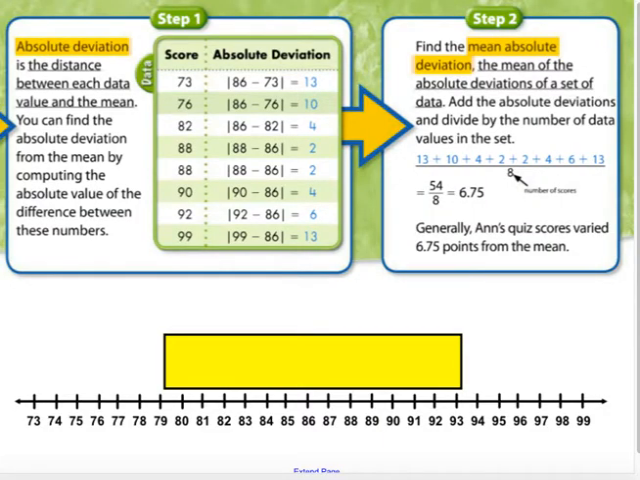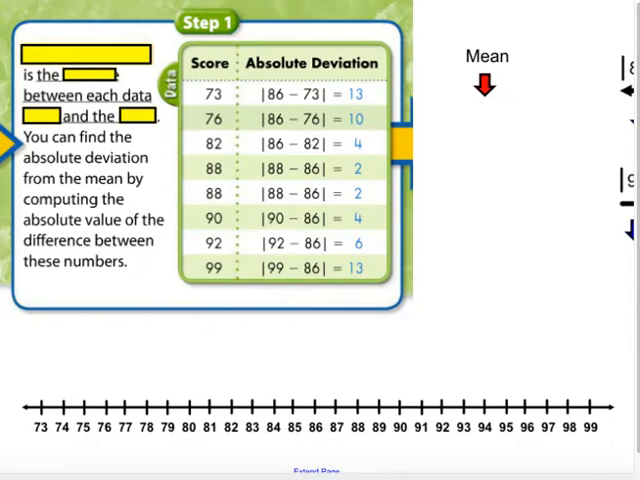So in order to figure out how her scores vary from her mean, we would go through two steps. Step one, we would find the absolute deviation. And then step two, we would find the mean absolute deviation. Okay? So what we're going to do is take a look at those two steps right now. Let's look at step one.